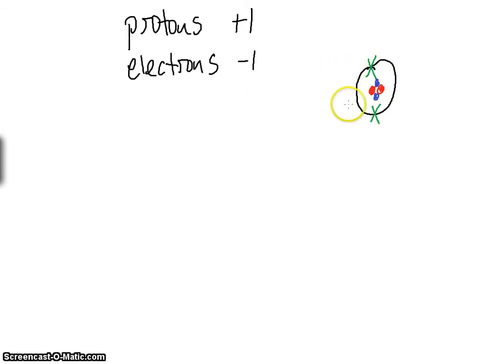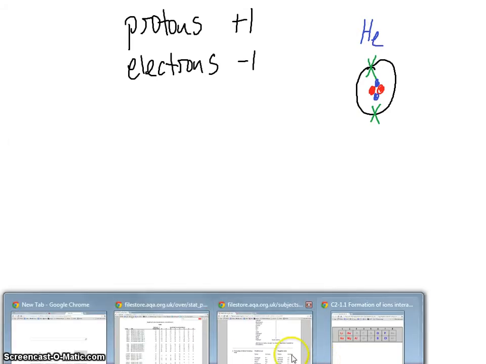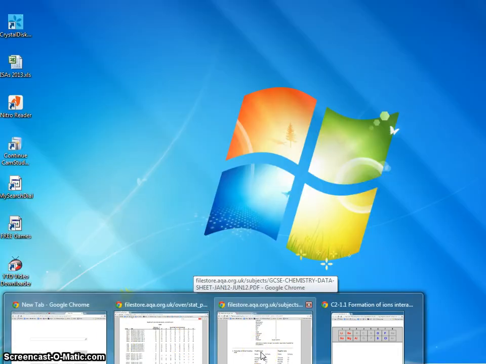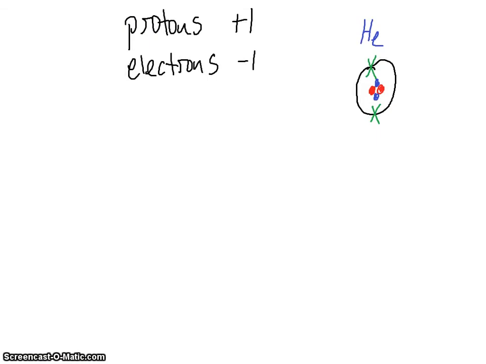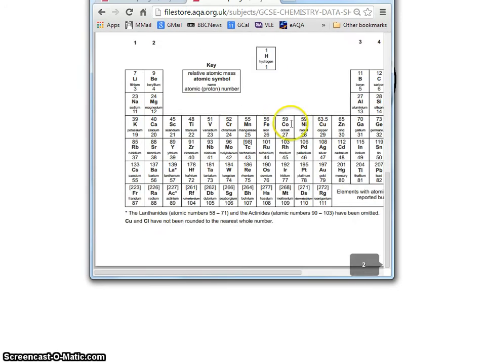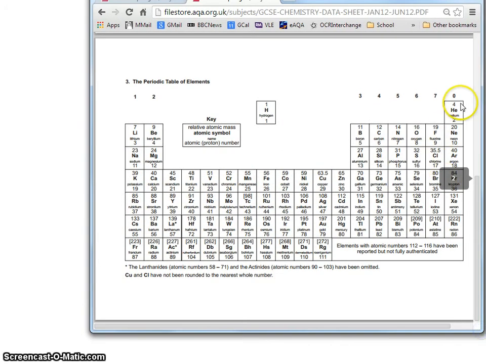Now once we get to ion formation, we need to understand why atoms will lose or gain those electrons, and fundamentally it comes down to trying to get this kind of electronic structure. So helium is a member of the noble gases. If we just bring up the periodic table here, so this is our periodic table, and we can see our noble gases down here on the right hand side of the periodic table, group 0.